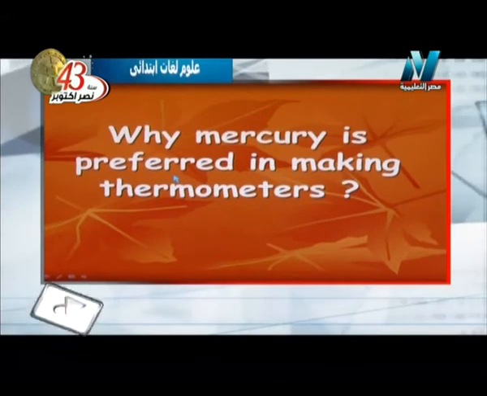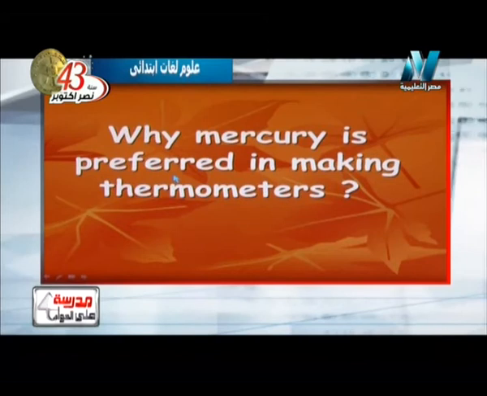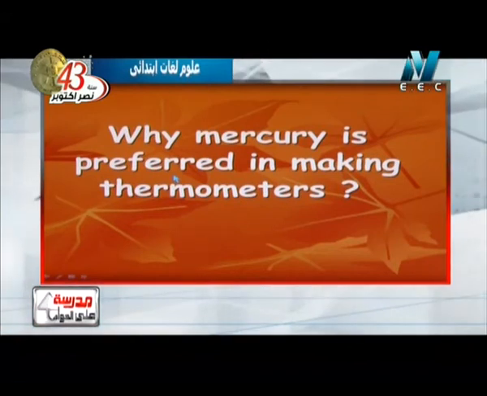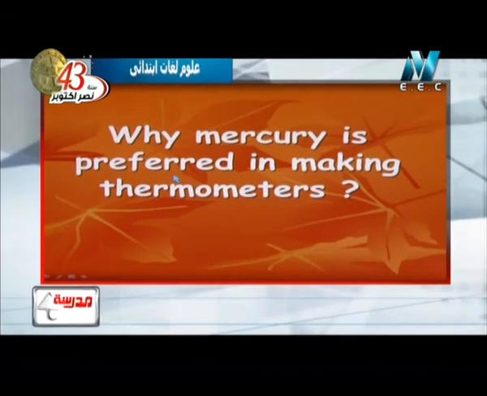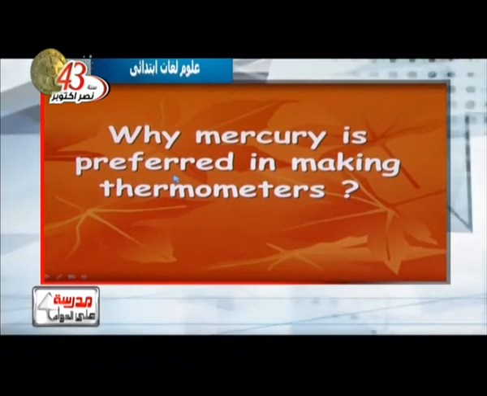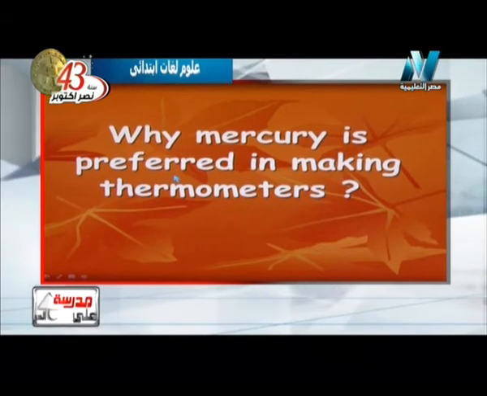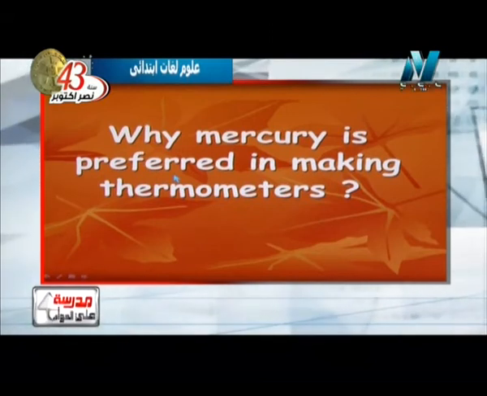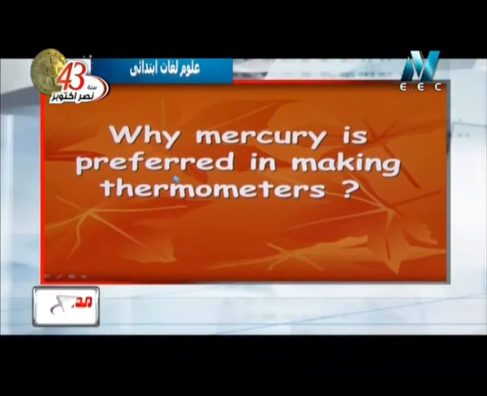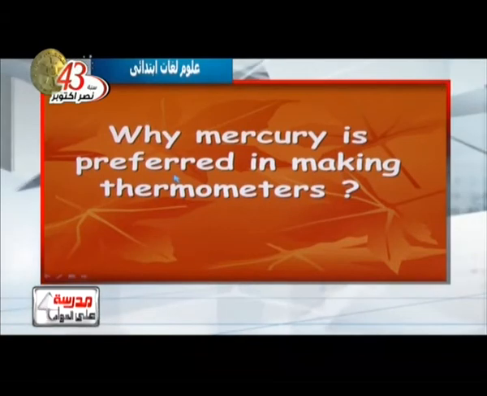Why is mercury preferred? This is a very important give-reason question, very important in most exams. Why do we use mercury in making thermometers? Why don't we use water, for example? Why don't we use milk? Because water and milk are not toxic. Why do we use mercury although it's a toxic material? Why is mercury preferred in making thermometers?